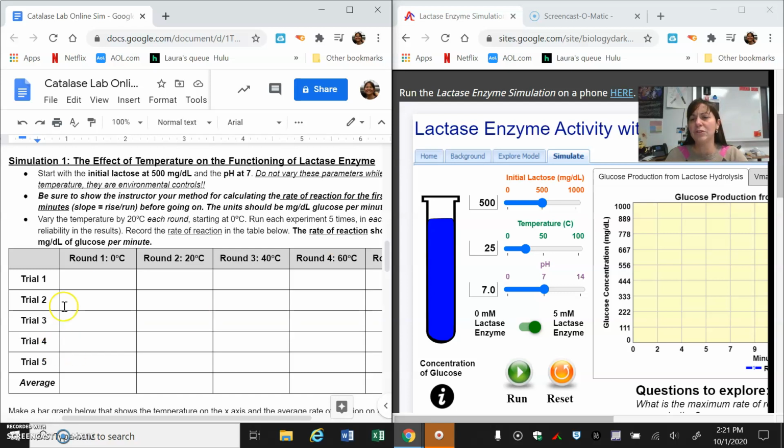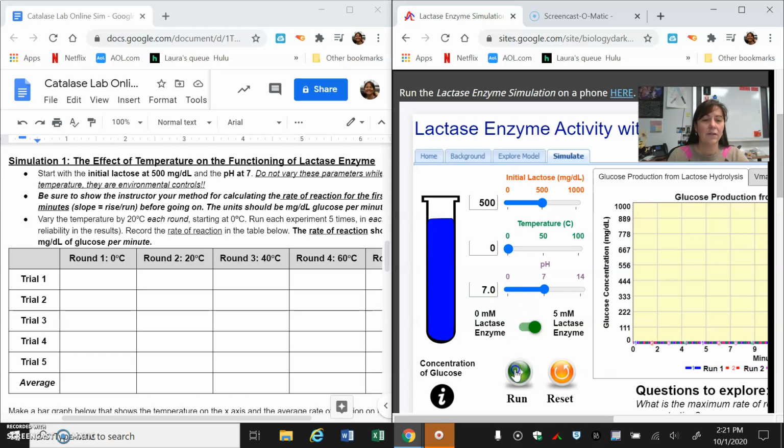Okay, it says be sure to show your instructor the method for calculating the rate of reaction. I'm going to show you how to do that, so that can be a little confusing. It says vary the temperature by 20 degrees Celsius each round starting at 0. Run the experiment 5 times. So as we look over here, I'm going to bring the temperature down to 0. I'm going to hit run, and I'm going to hit run 5 times.